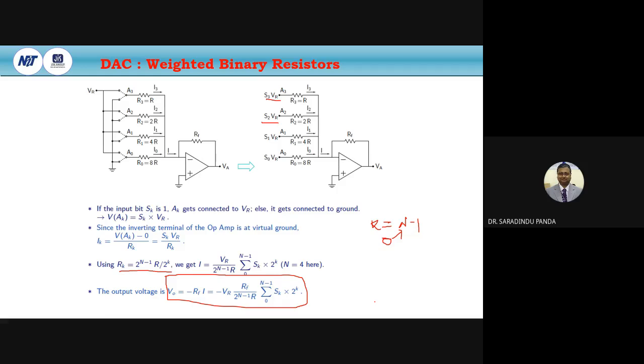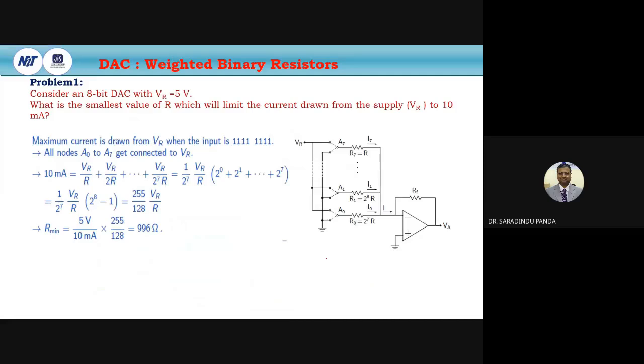of the n-bit DAC. Okay. So if it is a 4-bit, then we can write 2 to the power of 4 minus 1, that means 3. So minus VR RF by 2 to the power of 3 into R, sum from 0 to 3 of SK 2 to the power of K, where n is equal to 4. That means S0 2 to the power of 0, S1 2 to the power of 1 plus S2 2 to the power of 2 plus S3 2 to the power of 3. So now if we go for an example, then it will be very clear.